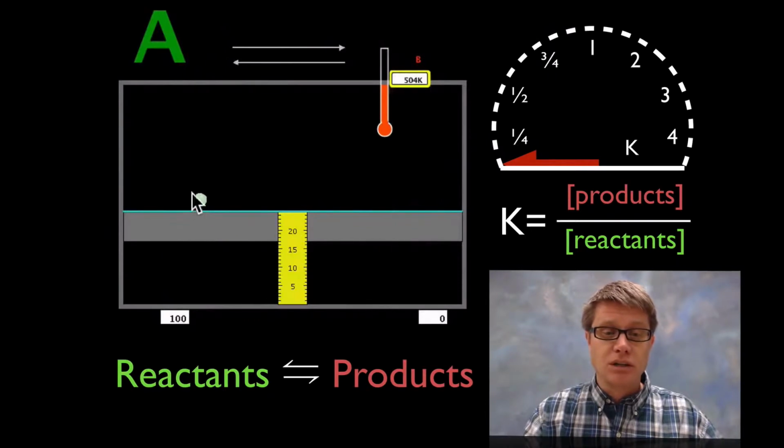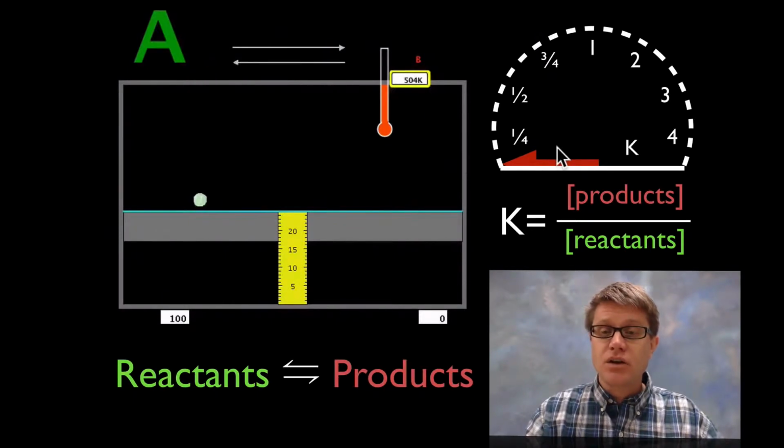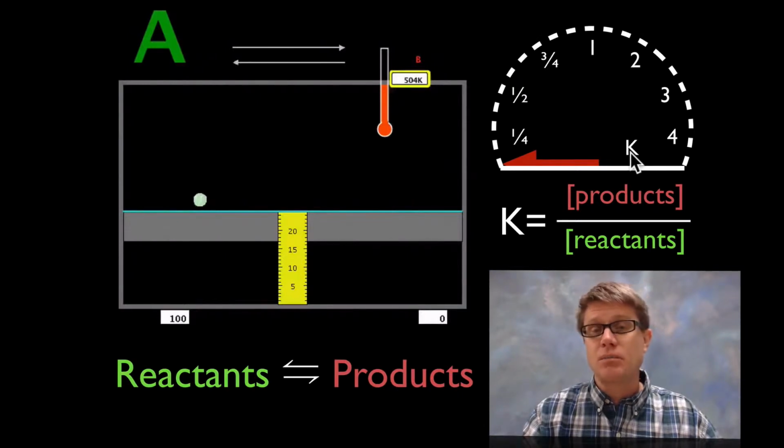There are going to be a bunch of molecules over here, we'll call those reactants, and they'll be green when they're on this side of the chamber, and they'll be red when they move over to the right side. This is a PhET simulation. Over to the right, I've created a K-ometer, which is going to measure our K value. So K is going to be the number of products divided by the reactants.